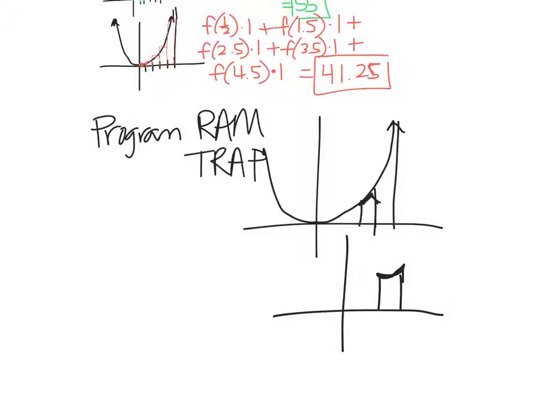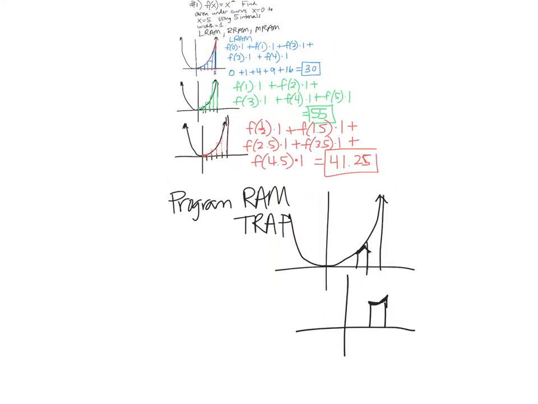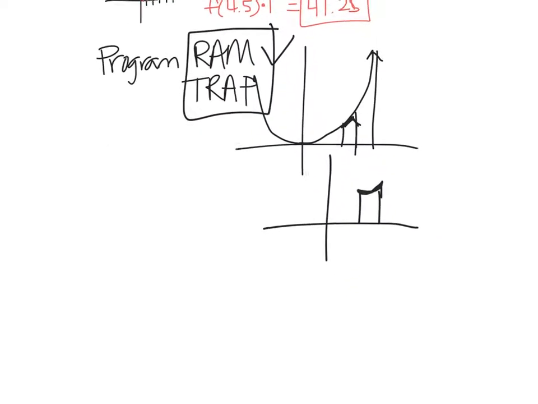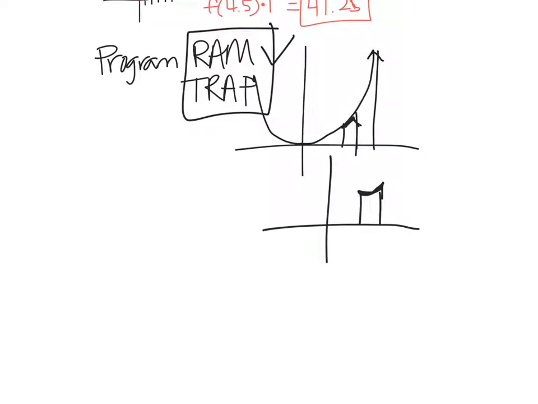We will. Okay, so let's go to program RAM. I gave you RAM, trapezoid. I think I might have even given some of you Simpson's. We really are just going to focus on RAM and trap. I can show you how to do both of those. All right, here we go.